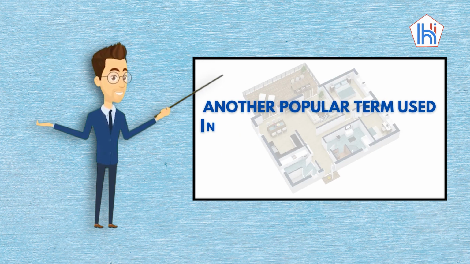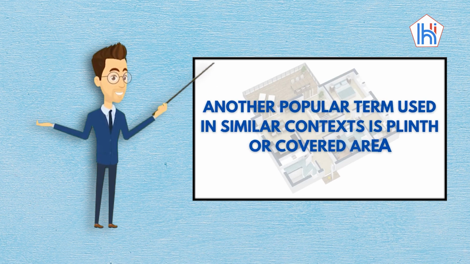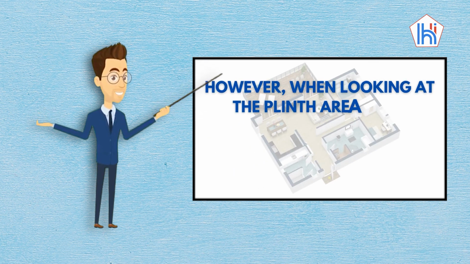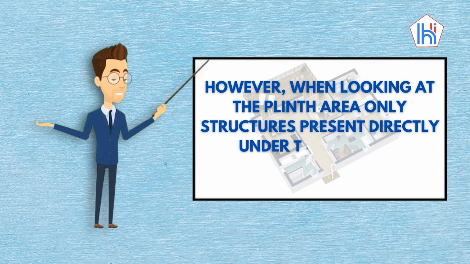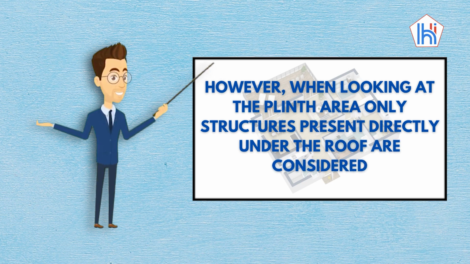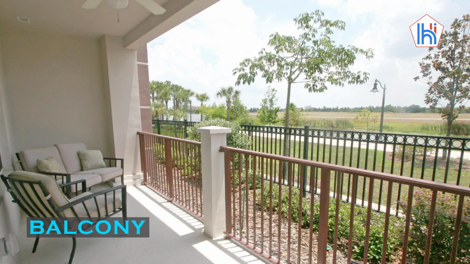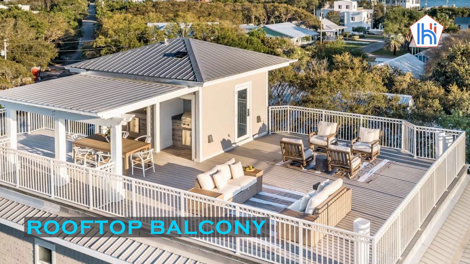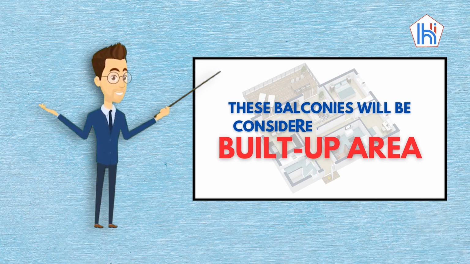Another popular term used in a similar context is plinth or covered area. However, when looking at the plinth area, only structures present directly under the roof are considered. Structures such as balconies are usually constructed on the top, which have no direct connection to the roof, and hence are not counted under the plinth area. These balconies will be considered under the built up area.